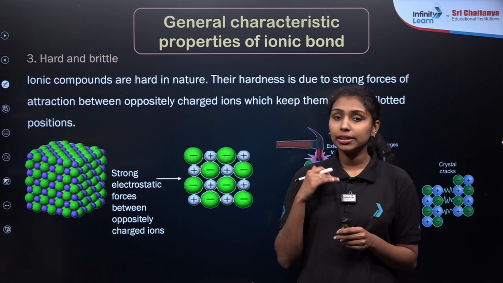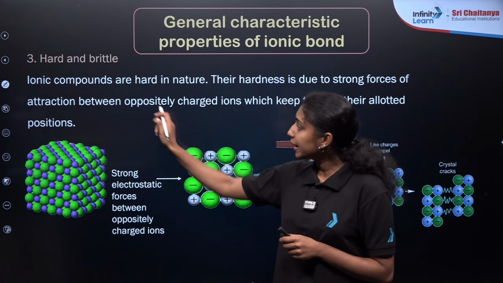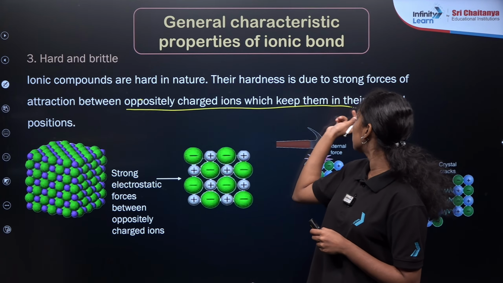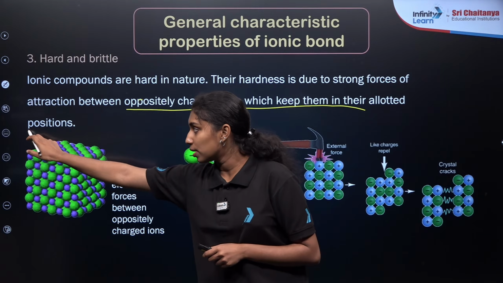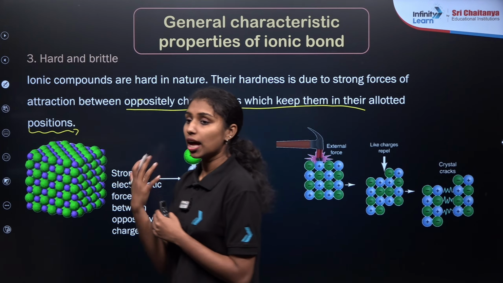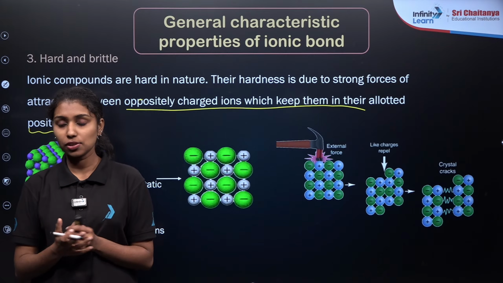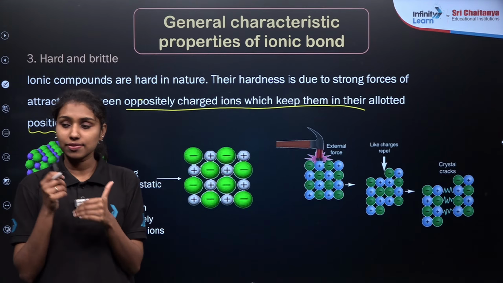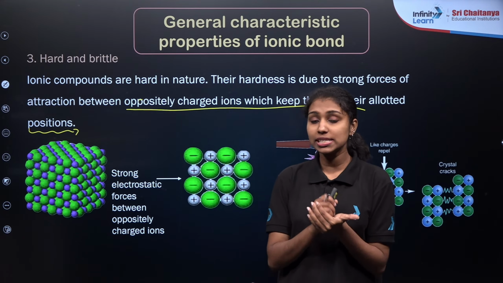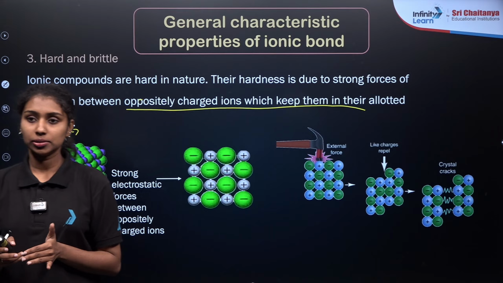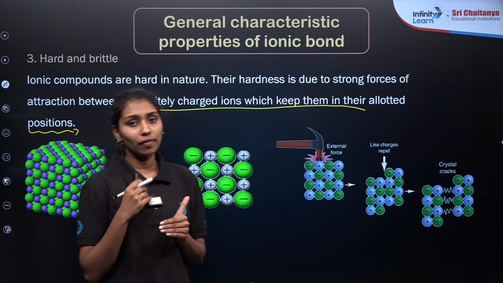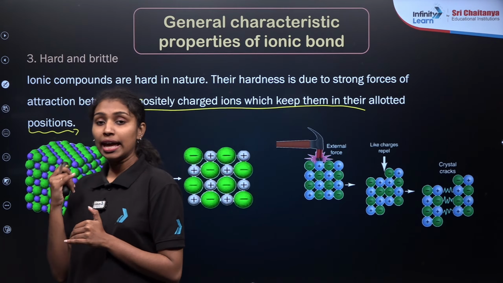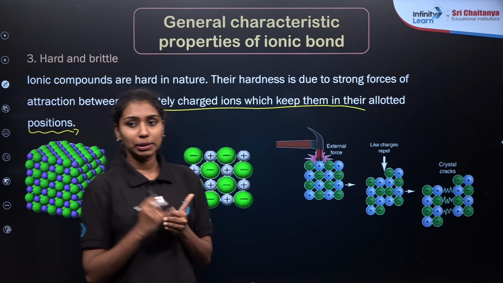Another property is hardness and brittleness, right? Ionic compounds are hard in nature. Their hardness is due to the strong force of attraction between the oppositely charged ions, which keeps them in their allotted positions. I hope you understand. Ionic compounds are formed by the formation of cations and anions, and opposites obviously attract, so these charged ions have a strong force of attraction between them. That's why they are very hard. But covalent compounds are neither hard nor brittle. Clear? When you are studying ionic and covalent compounds together, you must have a clear idea about the difference between them, whether in physical state, conductivity, brittleness or hardness.